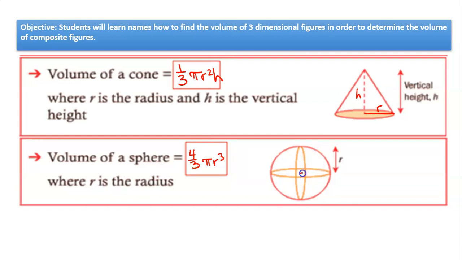where r is just the radius from that circle or that sphere, and a sphere is just the distance from a central point to every point on the outside of that sphere. So the radius goes in all directions. So let's use these formulas to help us solve some problems here.